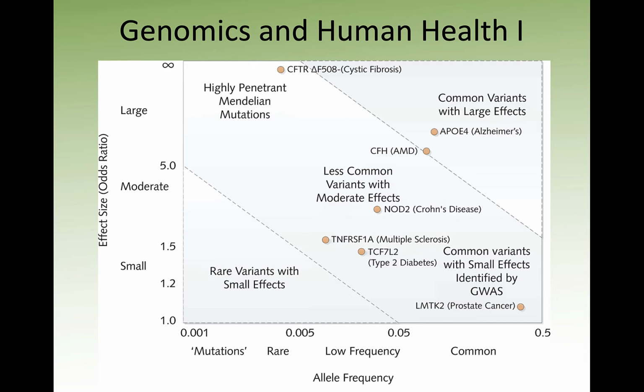So where we see highly penetrant Mendelian mutations like in cystic fibrosis, or where we have less common variants but with moderate effects like Crohn's disease, or even where we have common variants but they have small effects, because they're commonly observed, they're easy to show these associations. So things like prostate cancer are easily observed. Where things are rare and have small effect, that's often really hard to see. So when we have a lot of rare variants with small effects, maybe all polygenic examples making lots of different contributions, it's really hard to observe these sorts of things. So that's something to keep in mind.